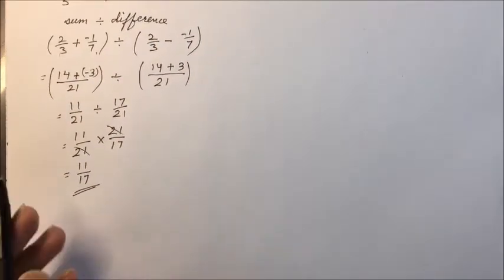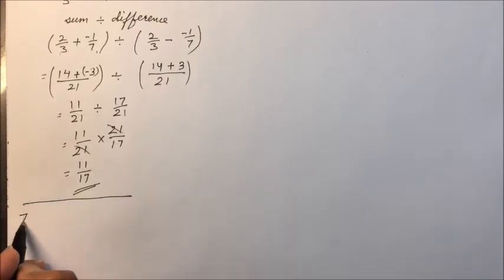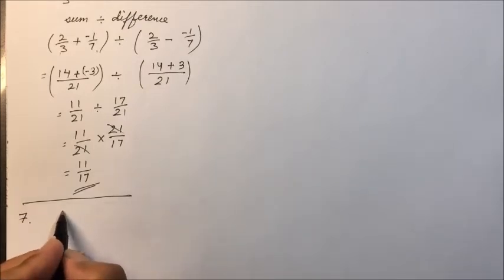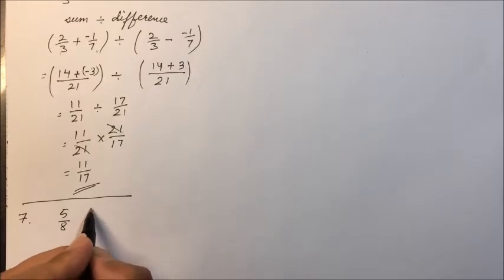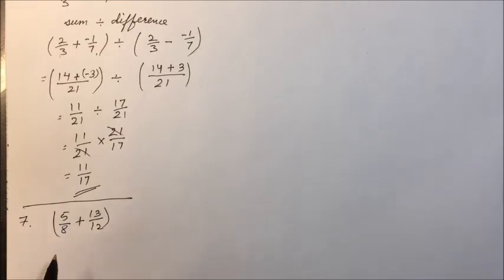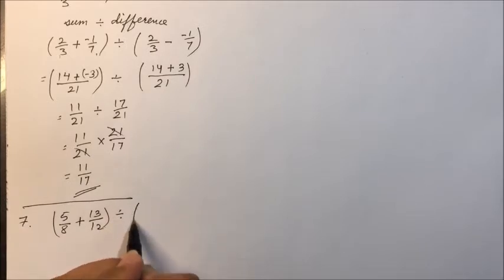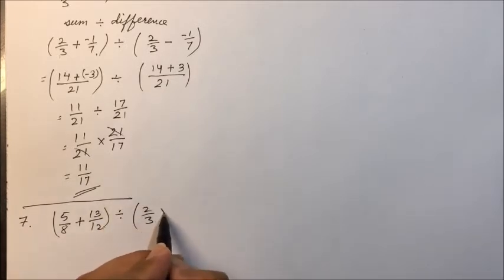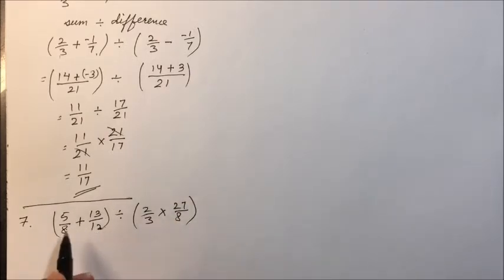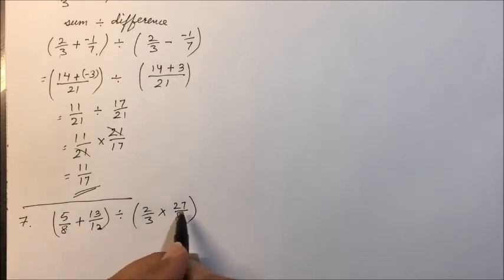Now again pause the video and try to solve the seventh question. The seventh question says divide the sum of two numbers by the product of other two numbers. For example, we are provided 5 upon 8 and 13 upon 12. Their sum we have to take. This sum has to be divided by the product of the other two numbers, 2 by 3 into 27 upon 8.